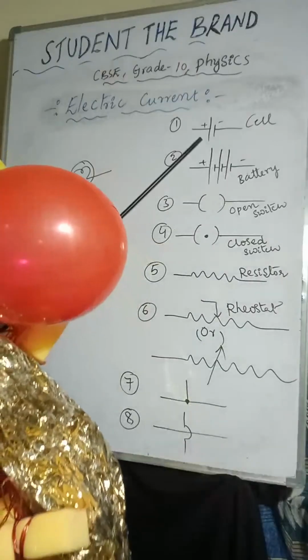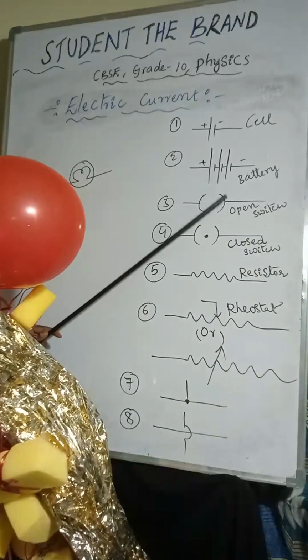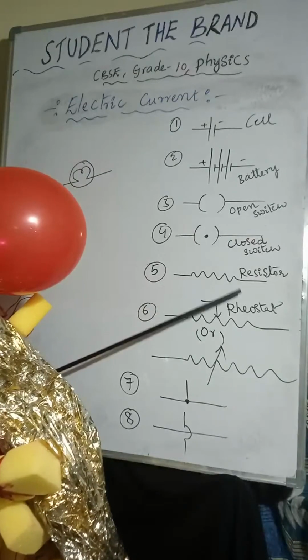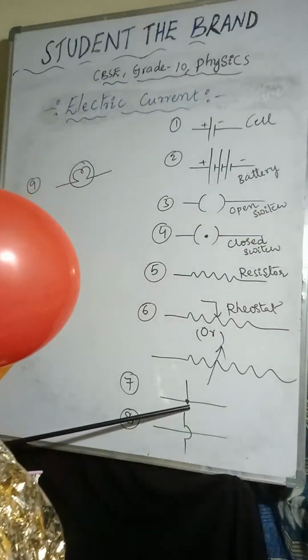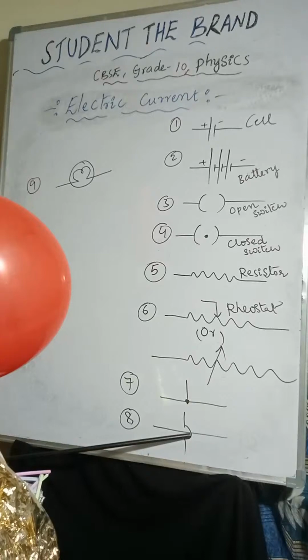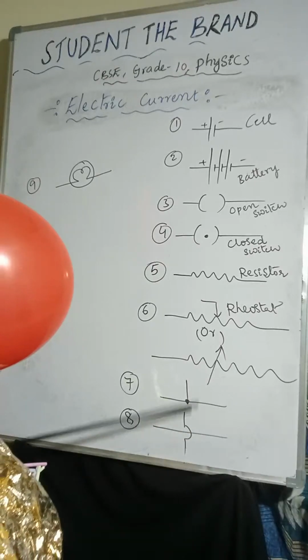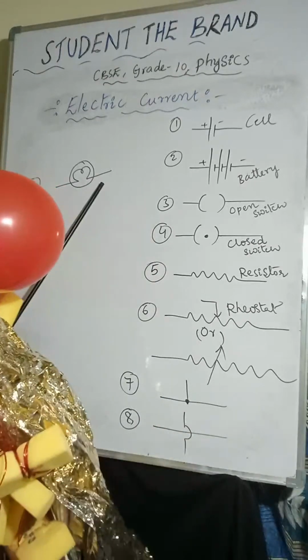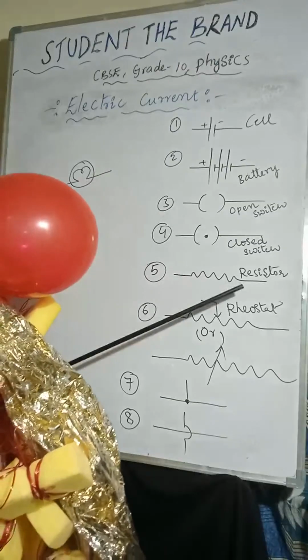So you can see here cell, the battery, open switch, closed switch, resistor, rheostat. Wire joining, wire crossing, and this is the bulb. Here you can see resistor.